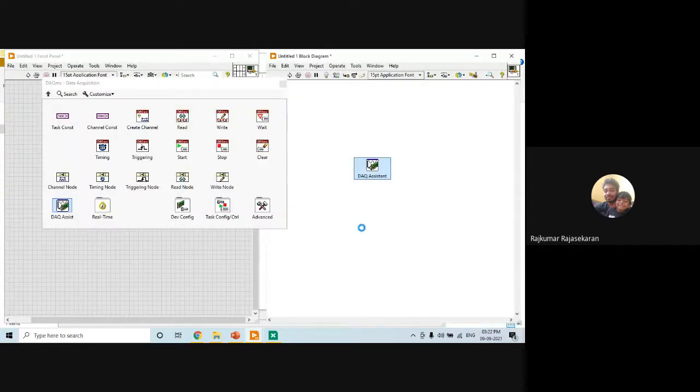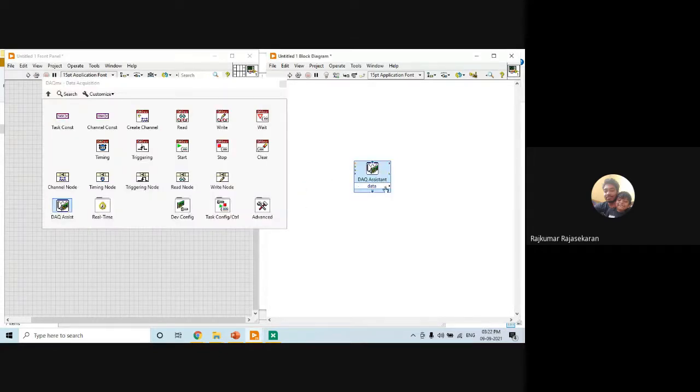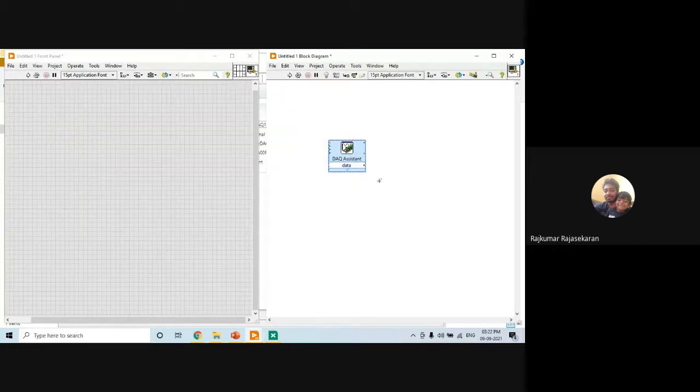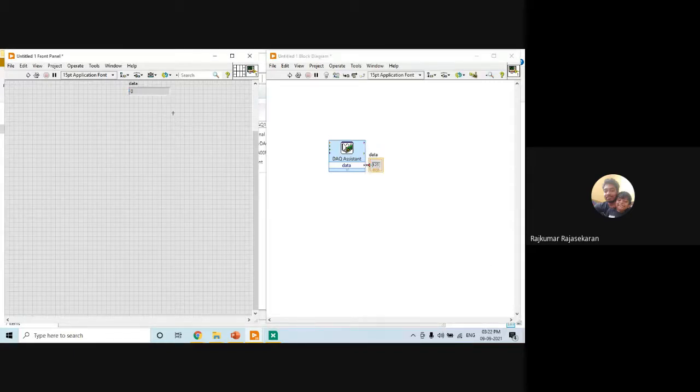Once that is done, you can just click OK, and we don't need to write any program for this. This particular block will create a program for us to access the hardware. So this will be here. Now, if I want to create an indicator out of it, I can right click on the terminal, like we saw in the lab yesterday, and create a numeric indicator to see how much voltage it is.